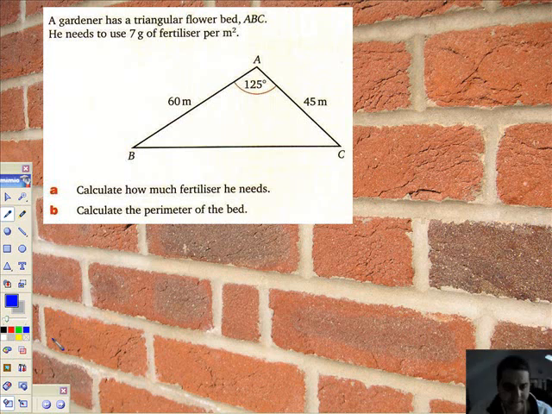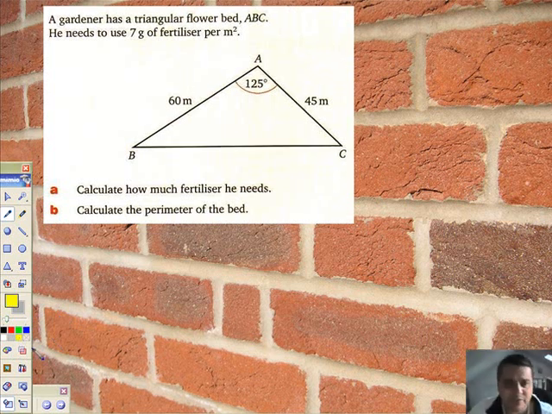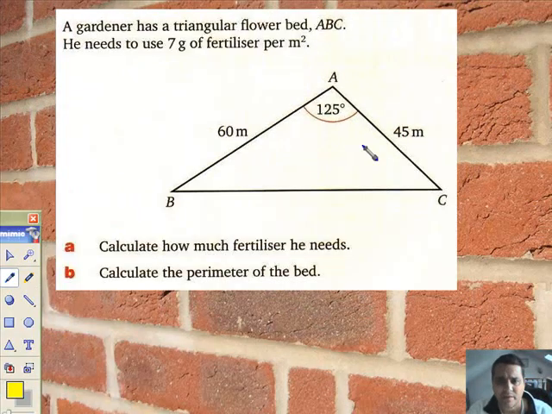Question 22, and this is question 2. A gardener has a triangular flower bed, most unusual I think, ABC. He needs to use 7 grams of fertilizer for every metre square. Right, so metre square implies an area. Calculate how much fertilizer he needs.